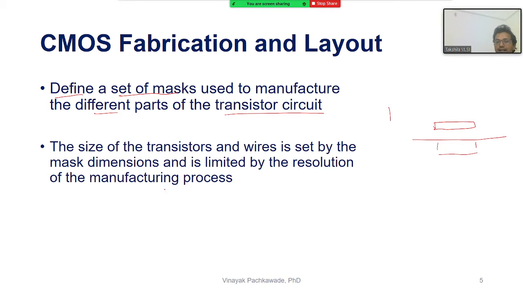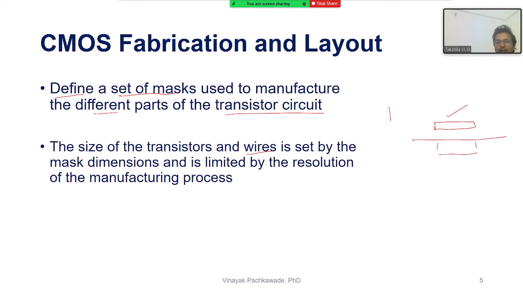So the size of the transistors and the wires that will be used to connect the transistors to each other to form the circuit will be set by the mask dimensions that we are using for a particular process. Usually they are all in the nanometer size, because we are learning nanometric CMOS VLSI.